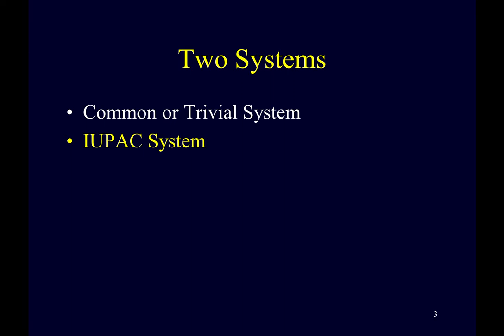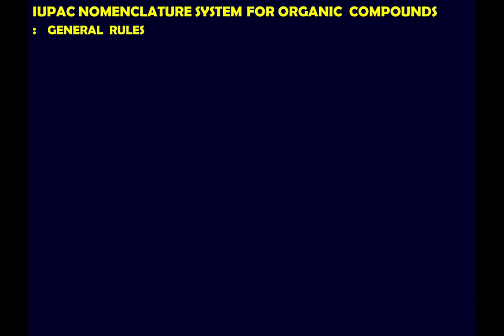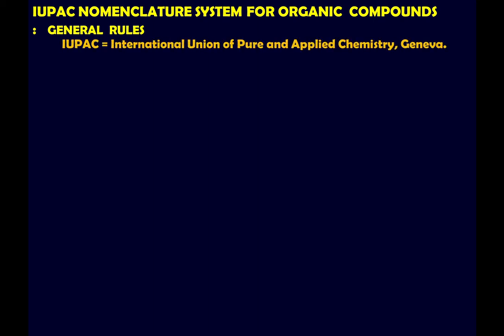There are basically two systems followed for the nomenclature of compounds: the age-old common or trivial systems and the IUPAC system. But most commonly, the common systems are now redundant. More and more use of the IUPAC system all across the world is going on. Let us see some general rules of IUPAC nomenclature, but before that, we understand IUPAC is International Union of Pure and Applied Chemistry. The office is situated in Geneva, Switzerland.